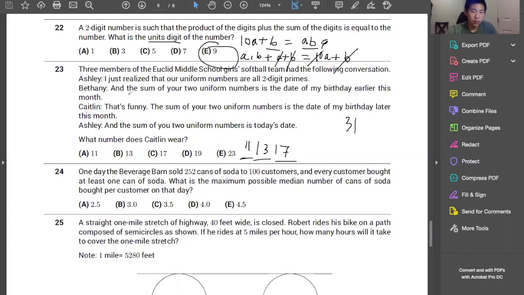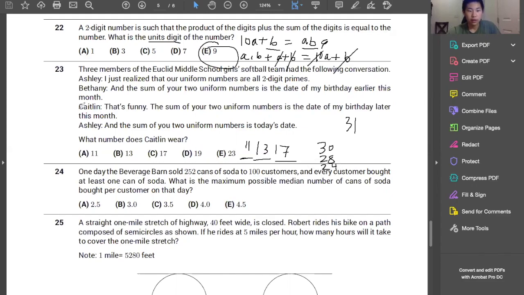Now we can see that the person wearing 11 would see a sum of 30, the person wearing 13 would see a sum of 28, and the person wearing 17 would see a sum of 24.